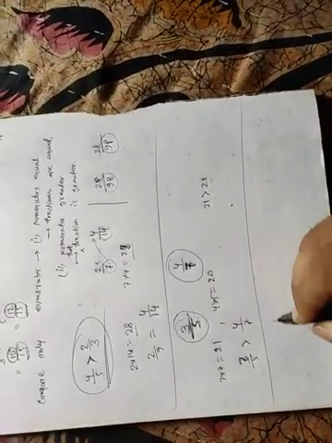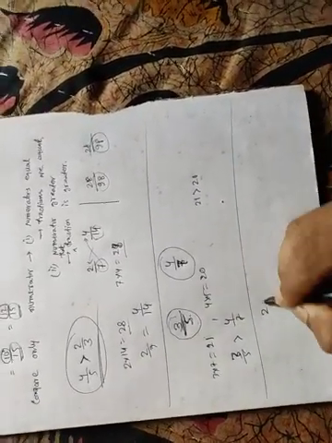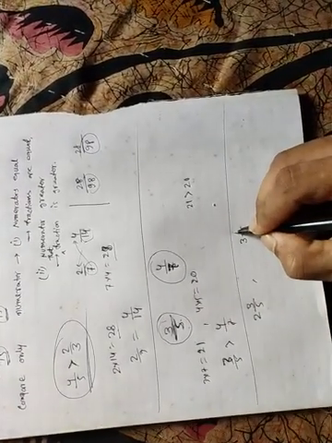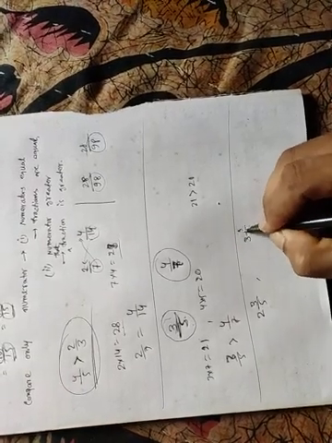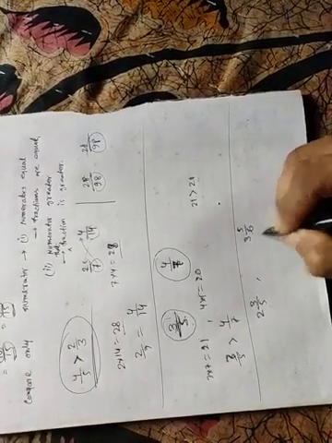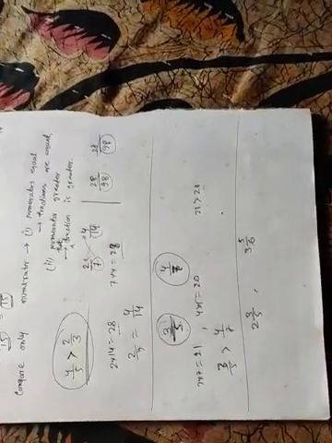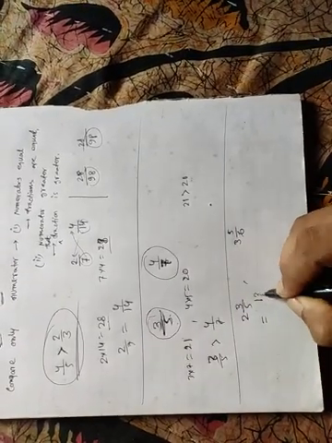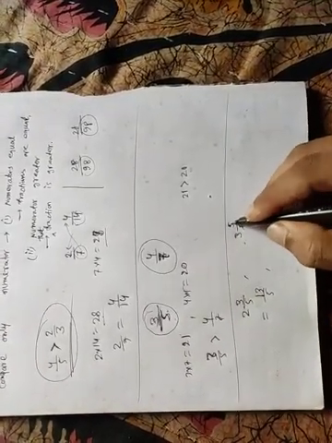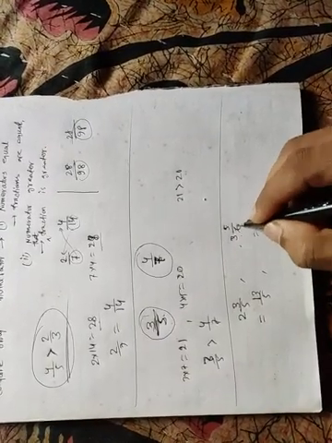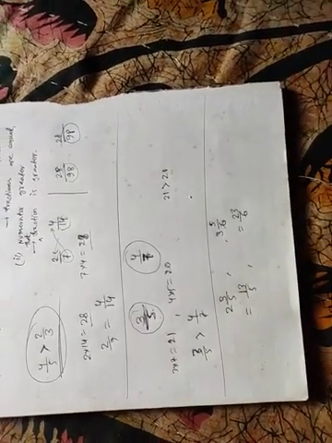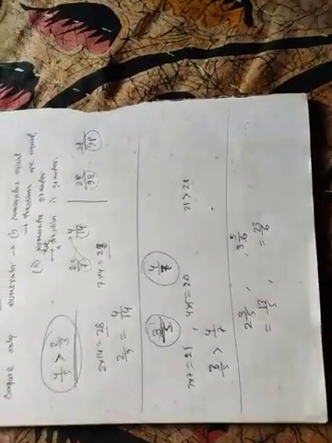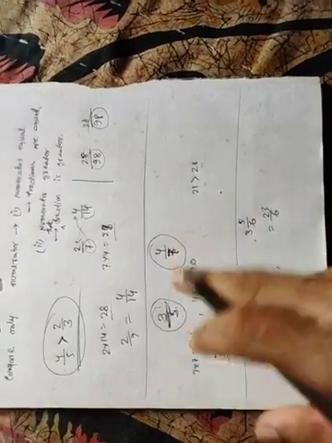And suppose you are given fractions like this, mixed fractions. So first you convert the mixed fraction into an improper fraction. So 5 into 2 is 10 plus 3, 13 upon 5, and 6 into 3 is 18 plus 5 is equal to 23 upon 6. So first convert this mixed fraction into an improper fraction. Next do the same process.